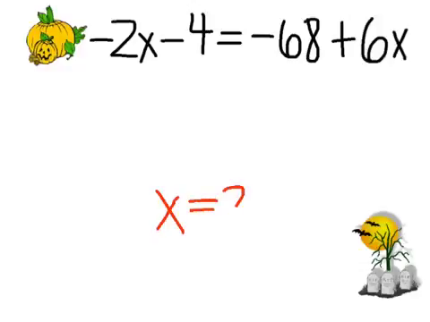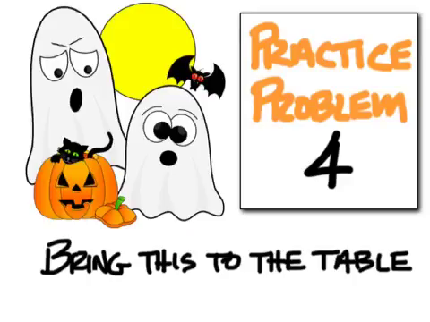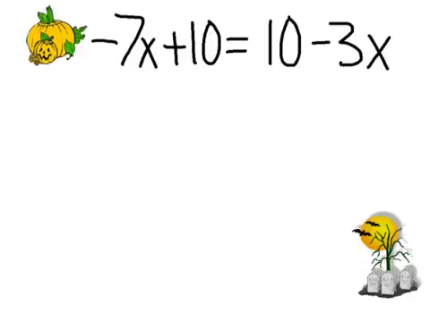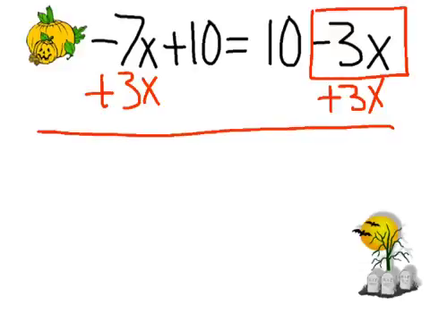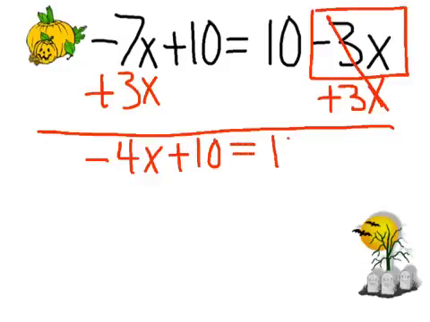Alright, answer for this one is 8. First thing we want to do, we have a negative 3x, which means we want to add 3x to both sides. We have negative 7x plus 3x will give us a negative 4x plus 10. And on the right side, all we have left is 10.